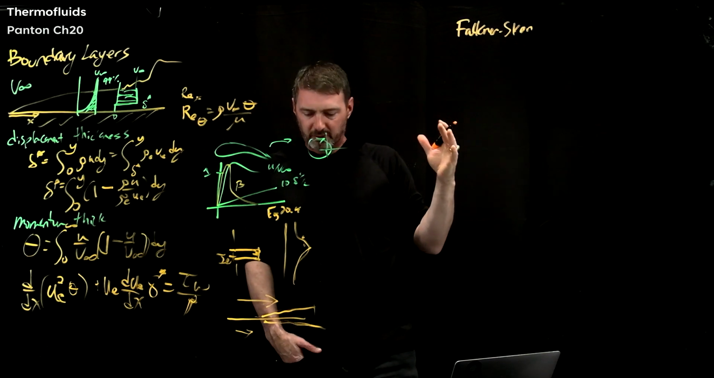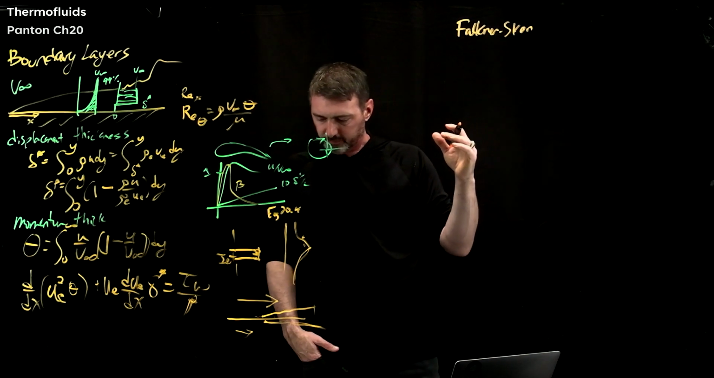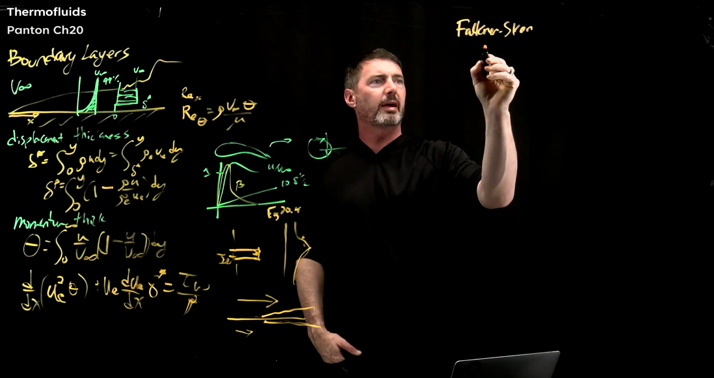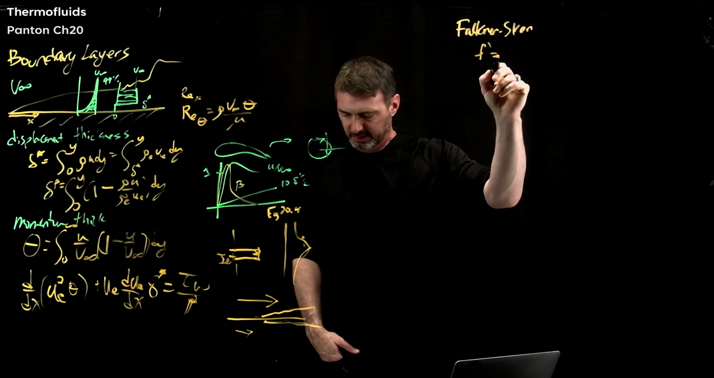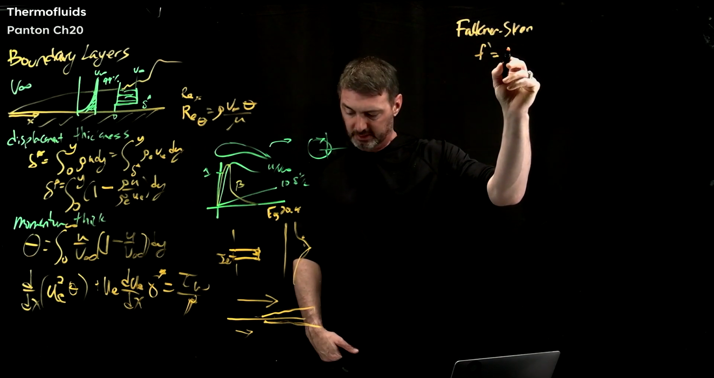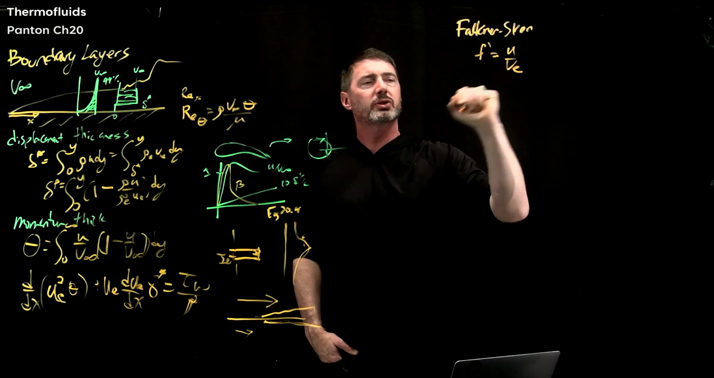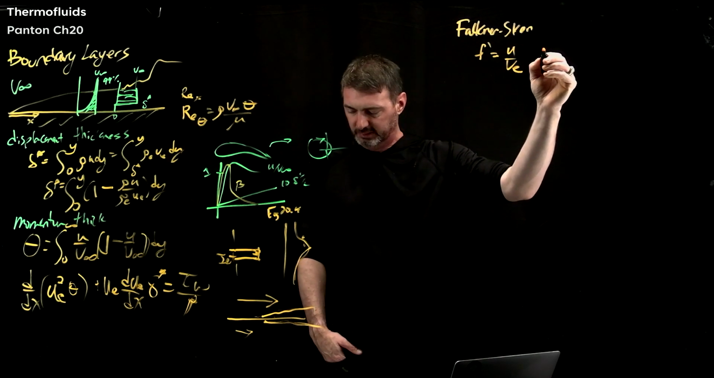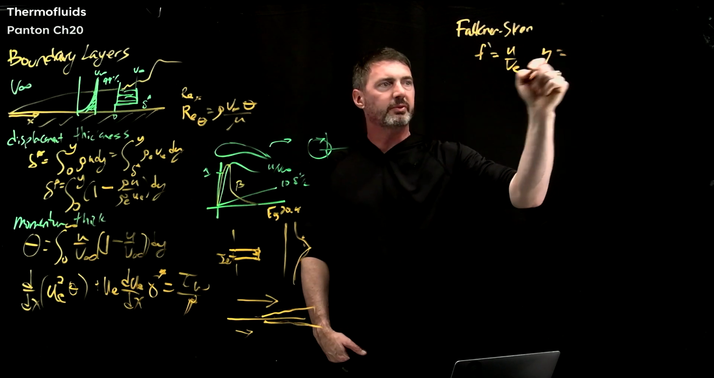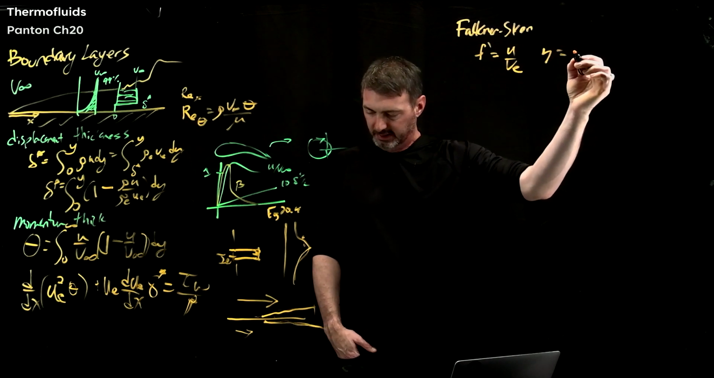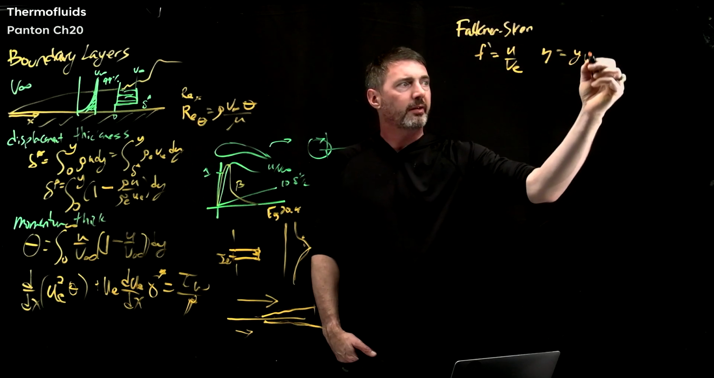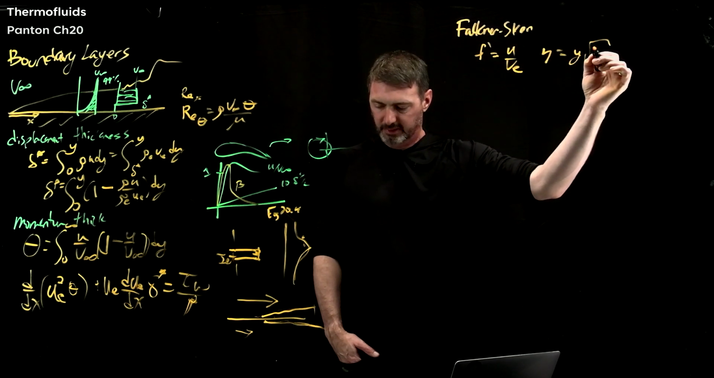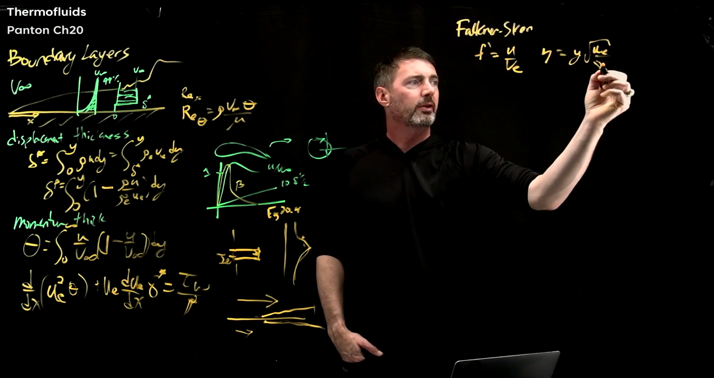And to just write down the equation here, this is where again f prime is equal to u over u edge, and then just as definitions, eta, which is a variable that's primed on eta, is equal to y times the square root of the edge velocity over nu times x.